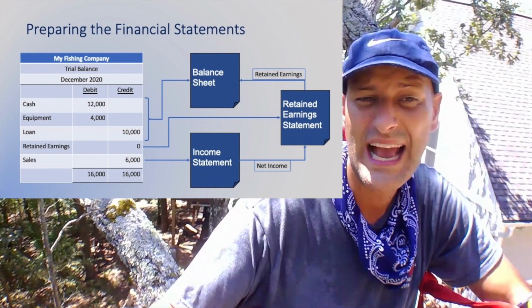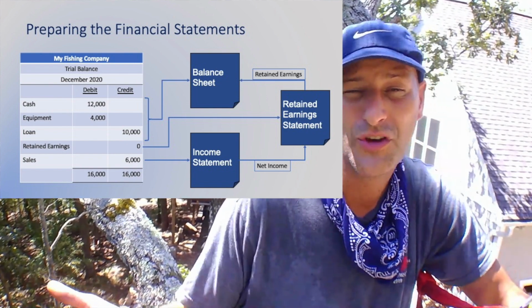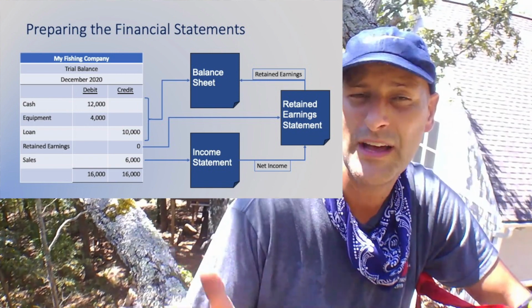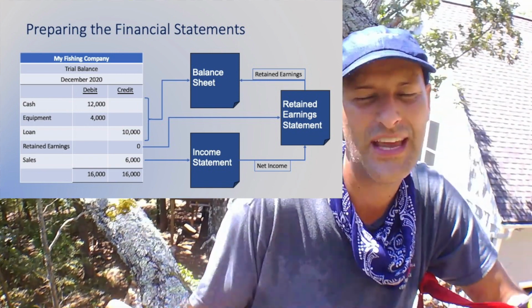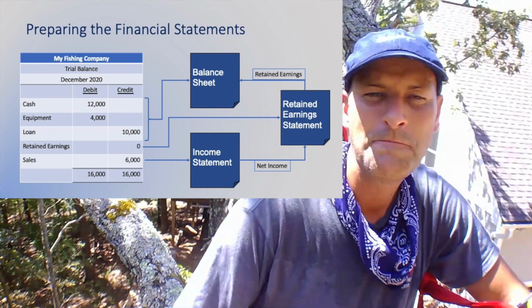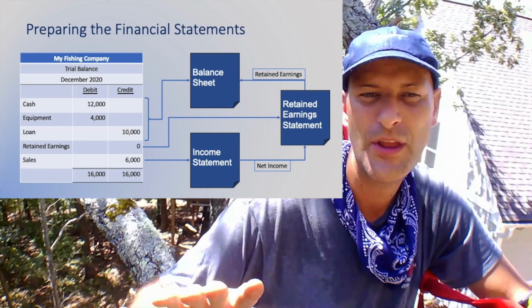So I'm going to take my cash, equipment, and my loan. Those are balance sheet items. Those are going to go on the balance sheet. Those are real accounts. They never go away. We don't close them out at the end, which we'll talk about in a minute. So those are my real accounts. They end up on the balance sheet.